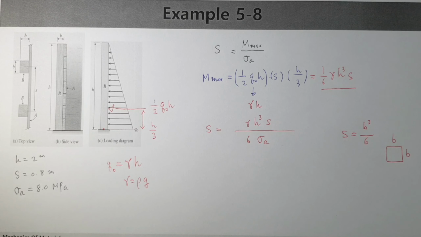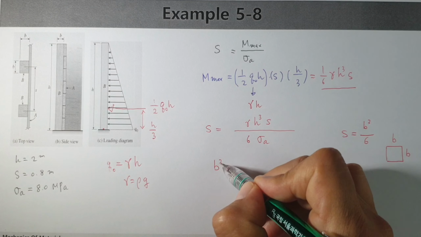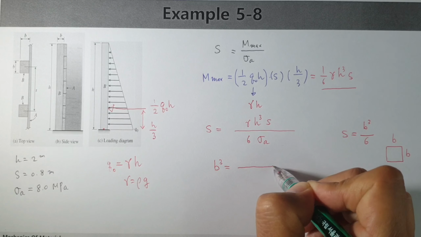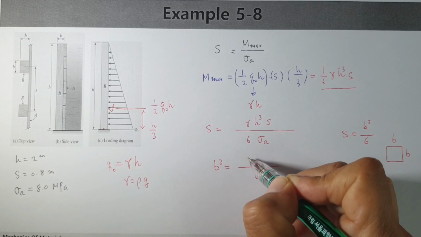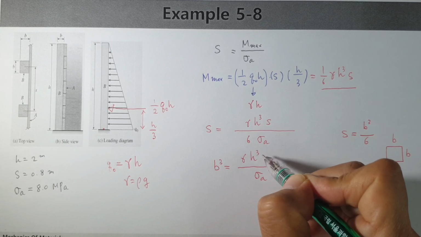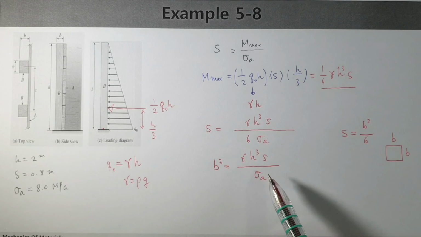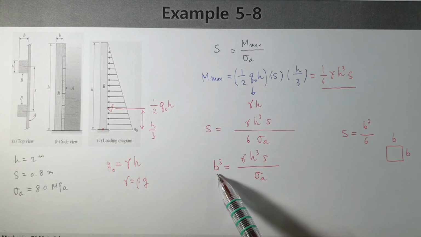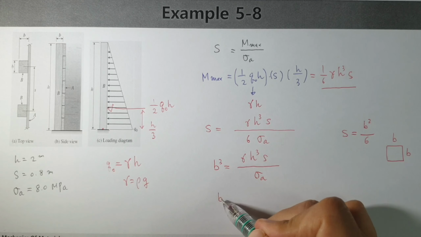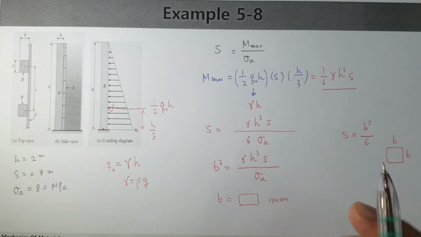And finally, B³ equals 6 gamma H³ over sigma A S. When you substitute values for each case, then you can calculate the B value. Maybe it is expressed in millimeters.